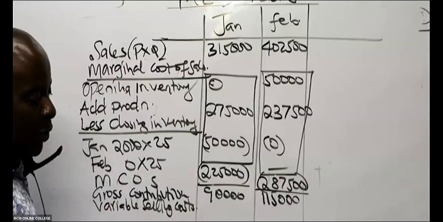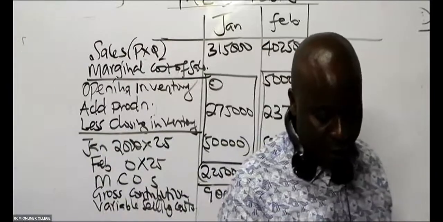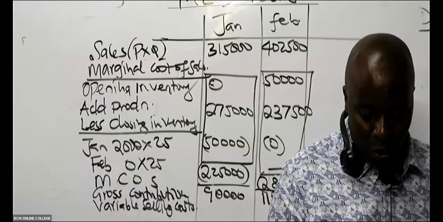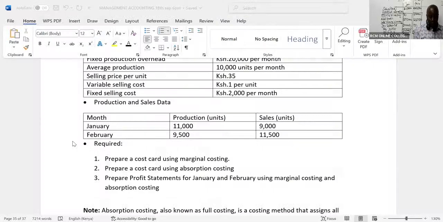Are you able to see the variable selling cost, my good students? Today, John Bosco, I can't see you talking at all. It's 1 shilling, isn't it? 1 shilling per unit sold. So meaning that if it's January, to get the total, I'll take 1 times what? 1 times 9,000. Because you see in January, you sold 9,000, isn't it? All selling expenses are normally multiplied with the units sold.